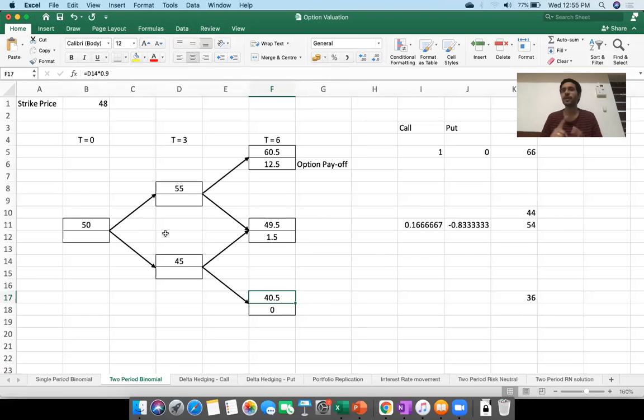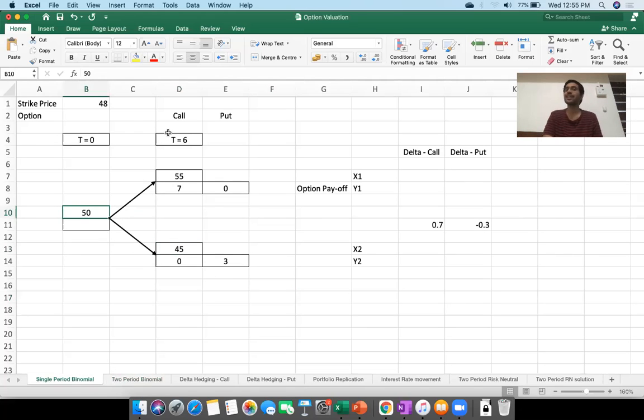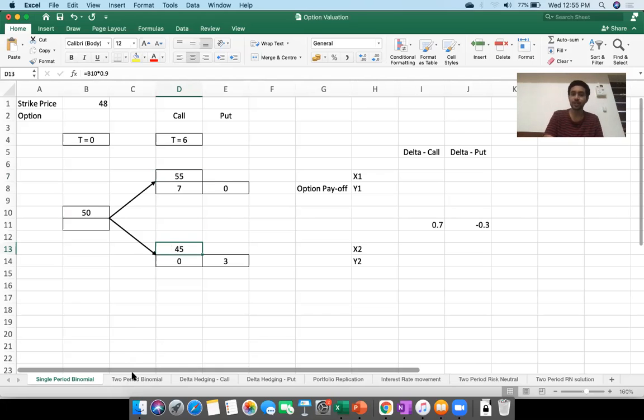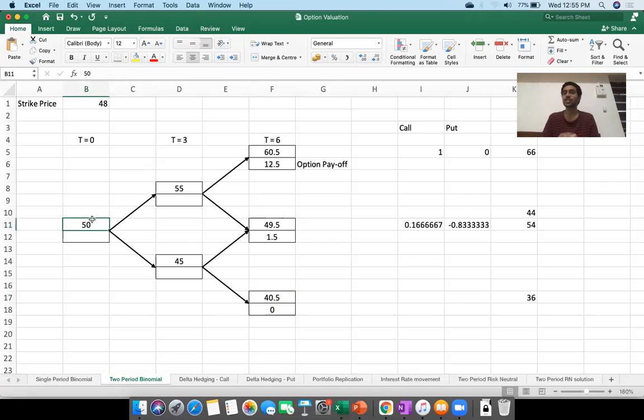In the single period model, what we assumed was that the share price can only change from 50 directly at the end of the 6th month, either to 55 or to 45. Whereas in a two-period binomial model, I am assuming that the share price can change at the end of each period within the binomial. Which means it will change at t equal to 3, and it will also change at t equal to 6.